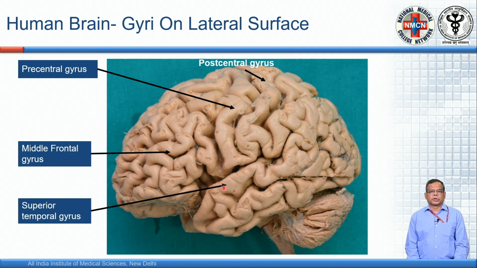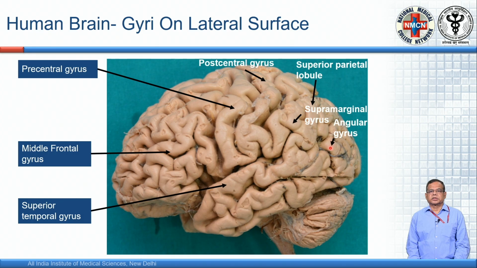In the temporal lobe, there are three gyri: superior, middle and inferior. In the parietal lobe, there is the superior parietal lobule and the inferior parietal lobule. In the inferior parietal lobule, on the top of the lateral sulcus, there is an arch-shaped gyrus called the supramarginal gyrus. Just below it, on the top of the superior temporal sulcus, there is another gyrus called the angular gyrus. In the occipital lobe, there are two gyri, superior and inferior occipital gyri.